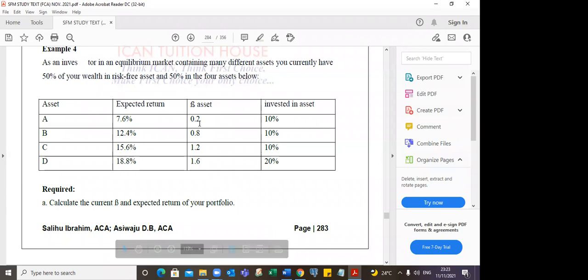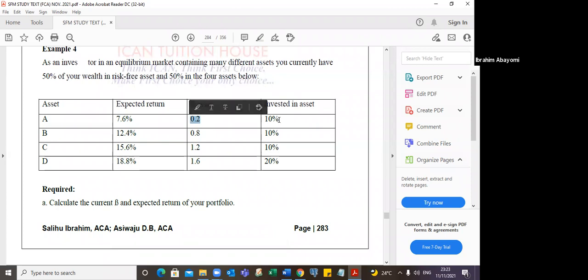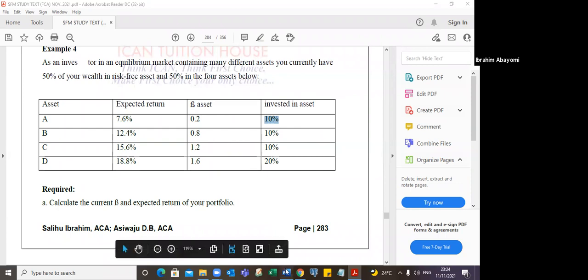Anytime the question asks you to compute beta of portfolio, that's what I'm going to do. It's as simple as that. Just pick the beta, multiply by the weight. This times the weight. This times the weight. Okay, let me go and do it for you.